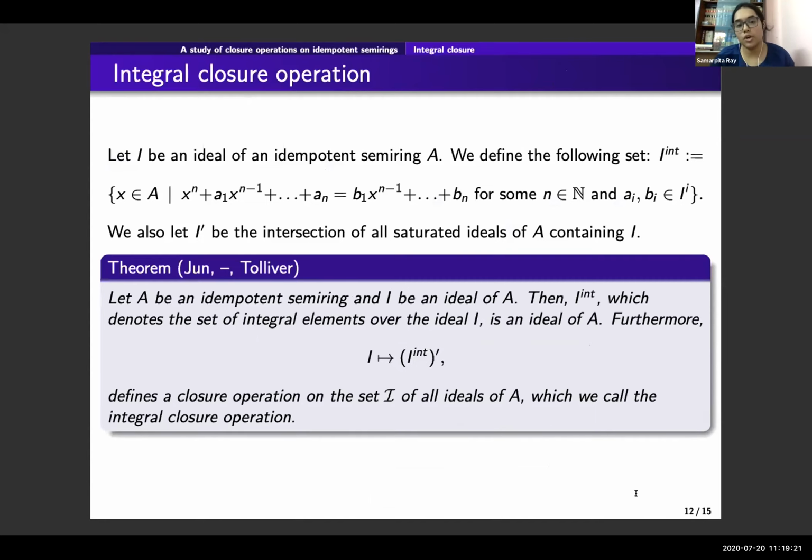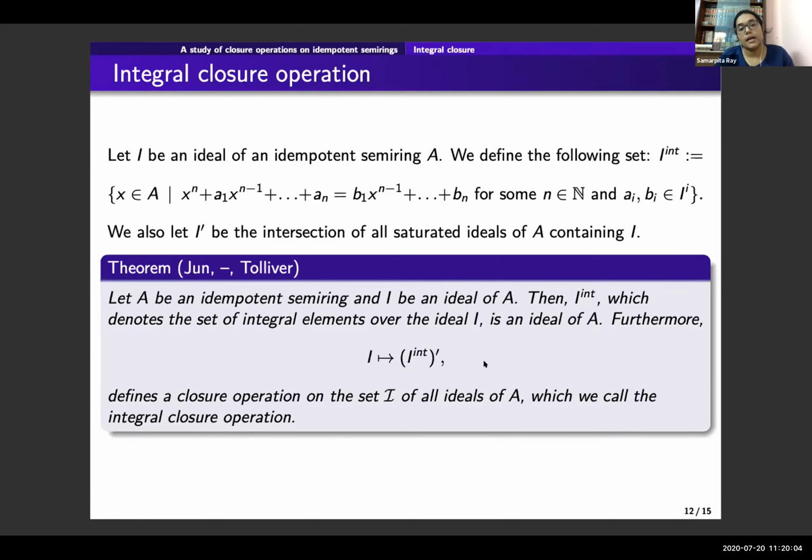And as part of this work, we introduce the integral closure operation and the Frobenius closure operation. So by integral closure operation, this is what we define. First you take an ideal I, and you take I int to be the collection of all elements which satisfy a relation of the form this, with each a_i belonging to I to the power i, and then you consider the intersection of all saturated ideals containing I int. That is what we define to be the integral closure of I, and we define this to be the integral closure operation, by similarity with the classical integral closure.